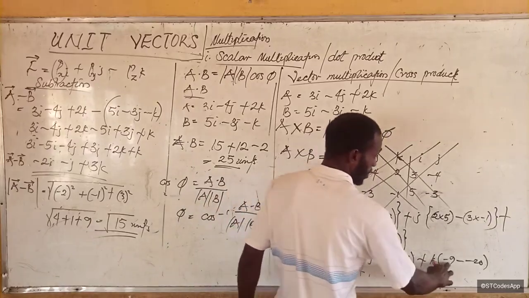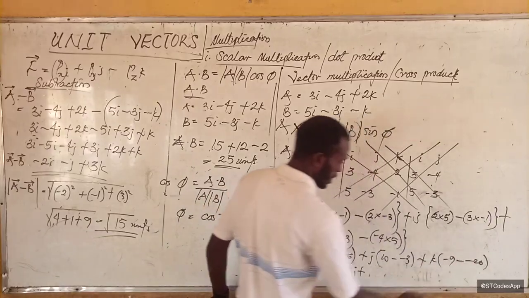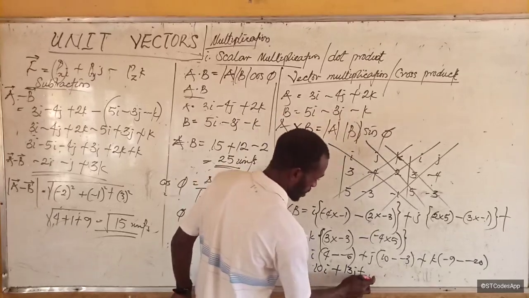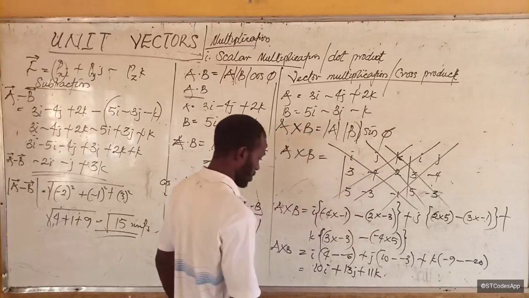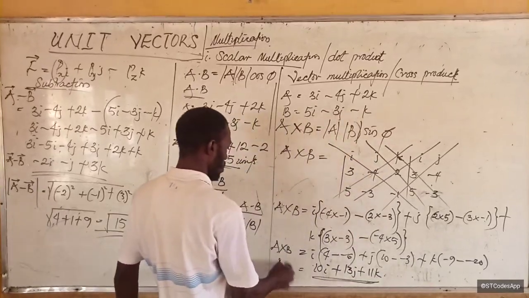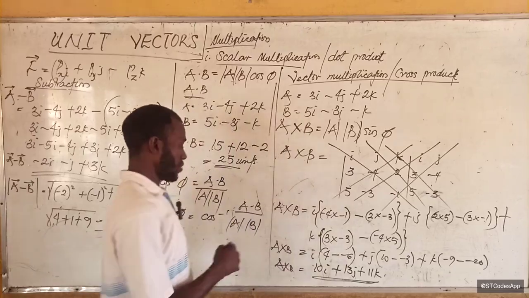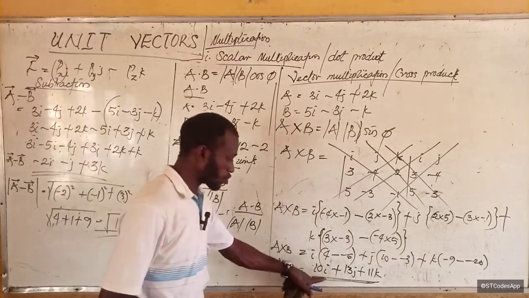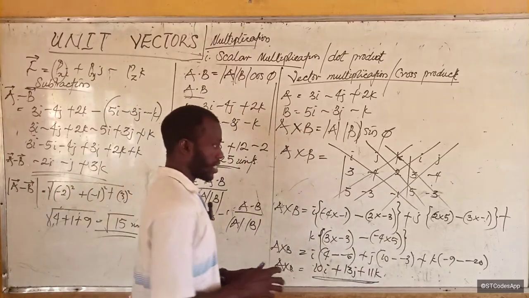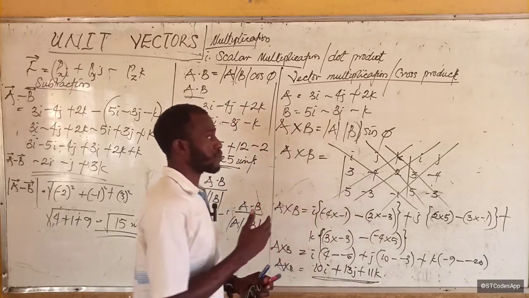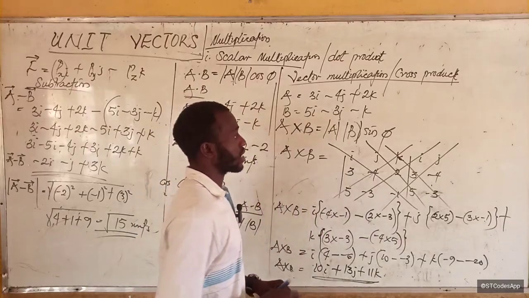plus, we have -9 plus 20, that becomes 11, so we have 11K, and that will be the cross product. And we are told to find the magnitude also, you just square this, the same way we've been doing it, and that will be your answer. So that is how to find the vector product and the scalar product.